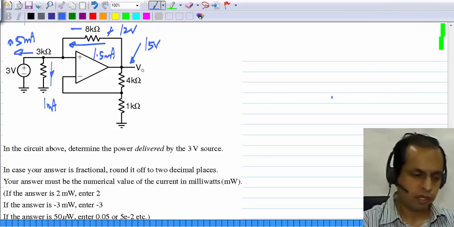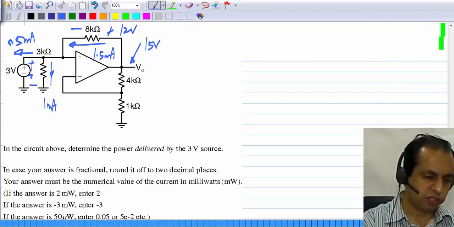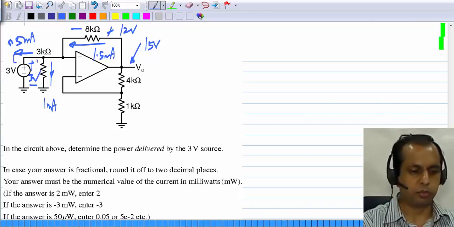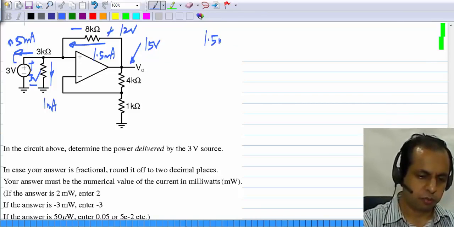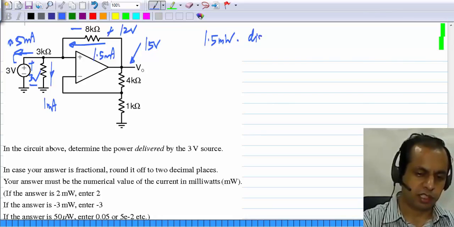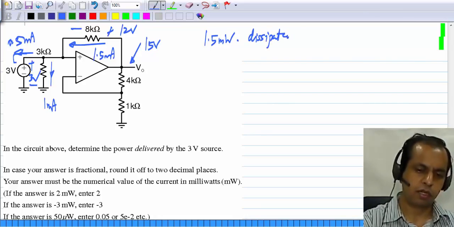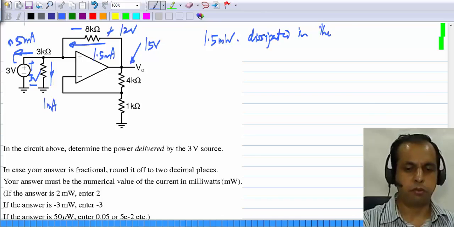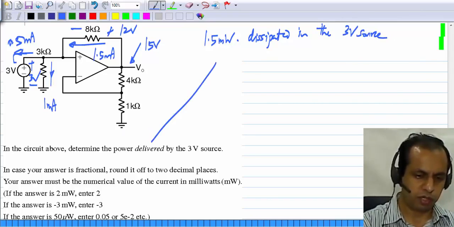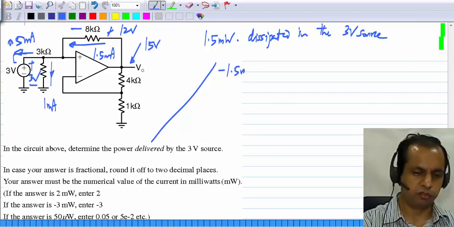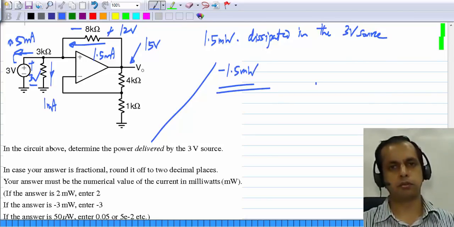Now the voltage this way is 3 volts and current going in is 0.5 milliamps, so the total power is 1.5 milliwatts dissipated in the 3 volt source. You are asked for the power delivered, so that is minus 1.5 milliwatts. So that brings us to the end of the 8th assignment.